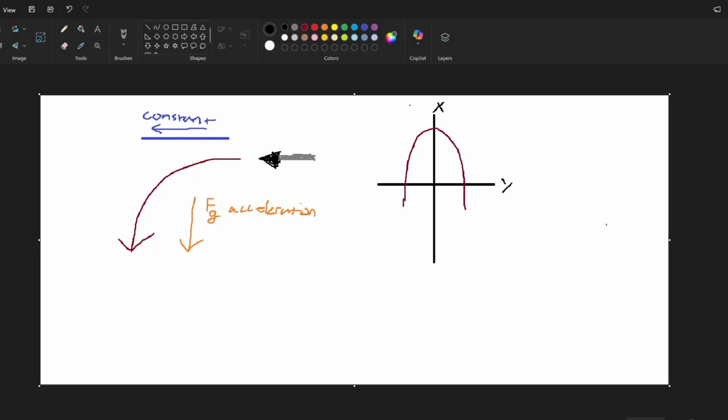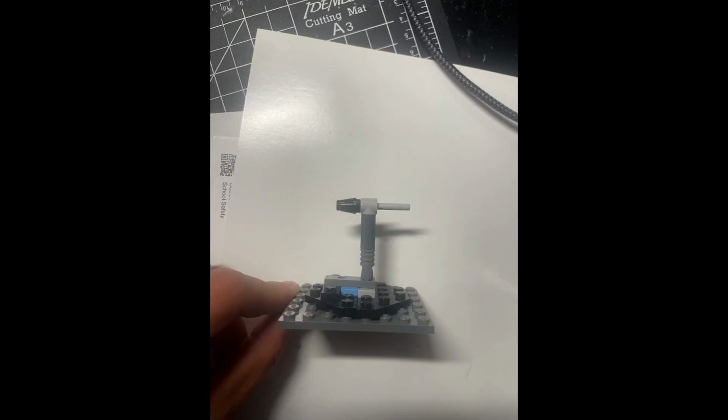Projectile motion. That's a lot of big words, but let us dissect what they actually mean. Okay, so the big question of the day: why does the same projectile travel different distances at different angles? And today I will be exploring this with this little Lego missile contraption.